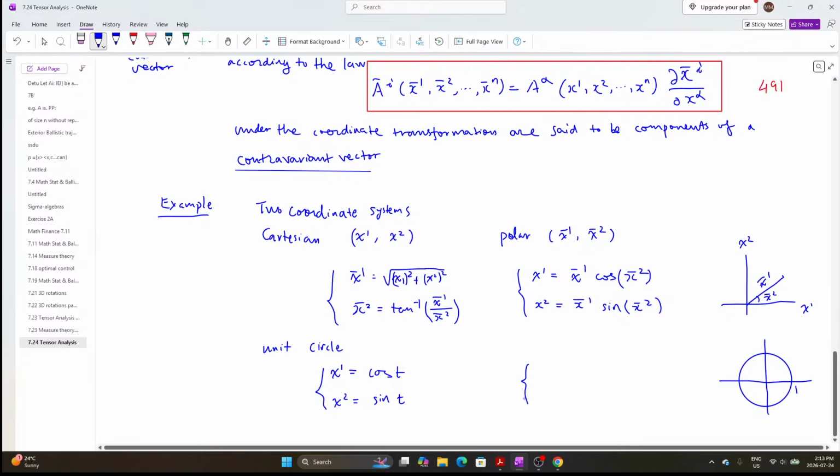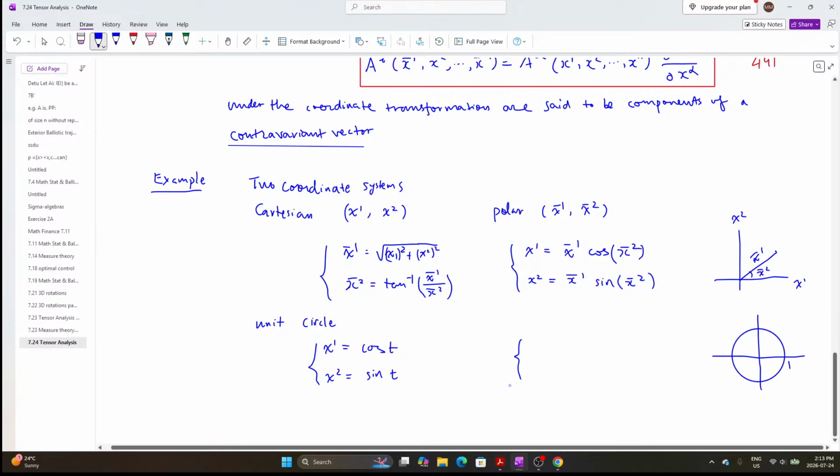And what would be the description for the same unit circle, but in the polar coordinates? Well, you can use the transformation. It's not difficult at all. You just plug in the formula. x1 bar is what? It's the square root of cosine squared plus sine squared, which is of course 1. So x bar 1 is constant 1. And that's geometrically obvious, because x bar 1 is just the radius. On the circle, the radius is constant 1.